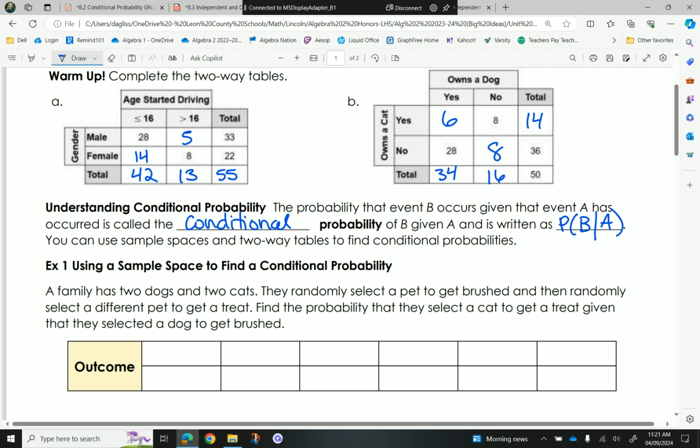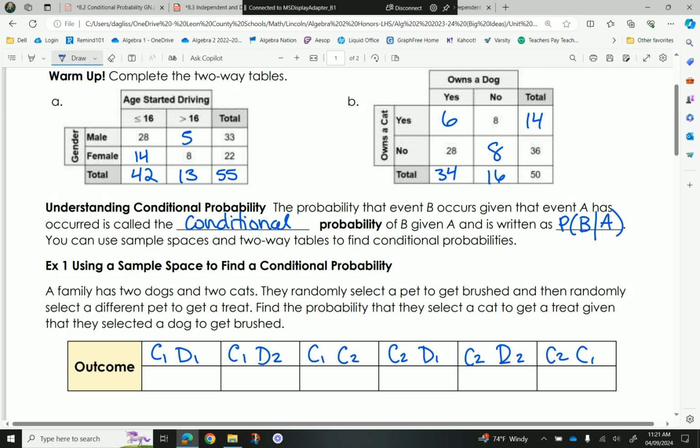So my first pick could be cat 1, and then I could pick dog 1. We could do cat 1 and then dog 2. We could also pick the 2 cats, correct? I could pick cat 1 and then cat 2. Those are all the combinations if cat 1 is picked first. What if cat 2 is picked first? If I pick cat 2, then dog 1, cat 2 and then dog 2, cat 2 and then cat 1. Those are all the possible ways we could pick my pets if a cat was first.